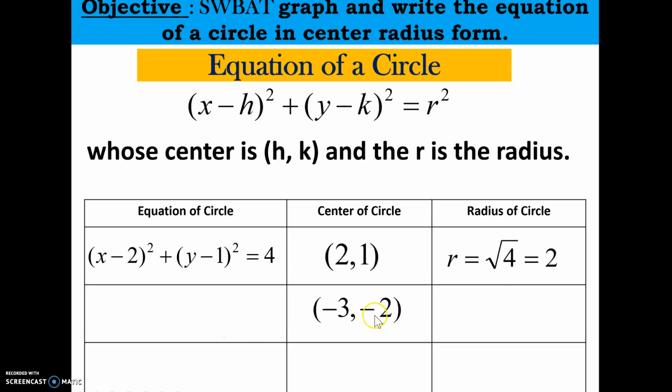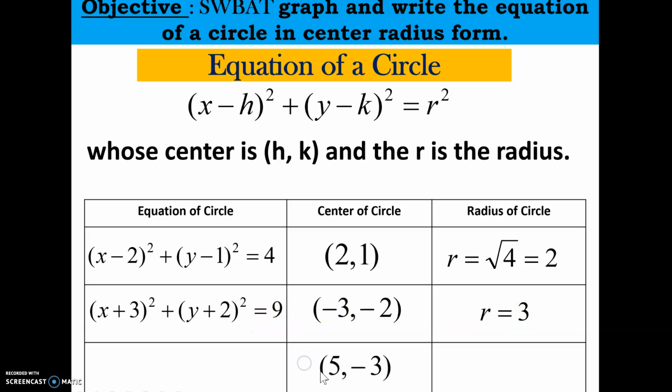Now let's do it backwards. What about if I have the center is at negative 3, negative 2, and the radius is 3? What would be our equation? Now, since the coordinates are both negative, when we plug it back into the equation, the negative becomes a positive. So these are going to be positive in the equation because the coordinates are negative. And then the radius is 3, so you square it, which is going to give us 9.